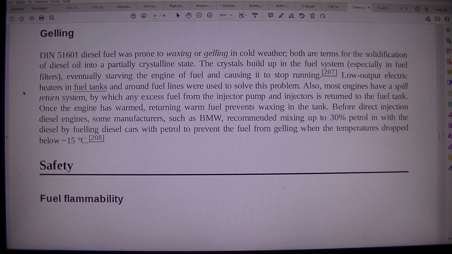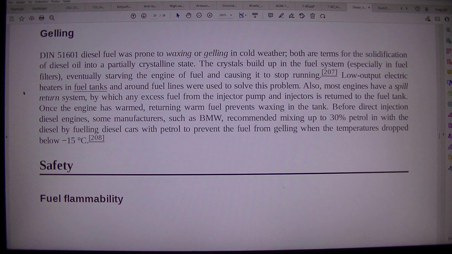Low output electric heaters in fuel tanks and around fuel lines were used to solve this problem. Also, most engines have a spill return system, by which any excess fuel from the injector pump and injectors is returned to the fuel tank. Once the engine has warmed, returning warm fuel prevents waxing in the tank. Before direct injection diesel engines, some manufacturers, such as BMW, recommended mixing up to 30% petrol in with their diesel by fueling diesel cars with petrol to prevent the fuel from gelling when the temperatures drop below 15 degrees C.